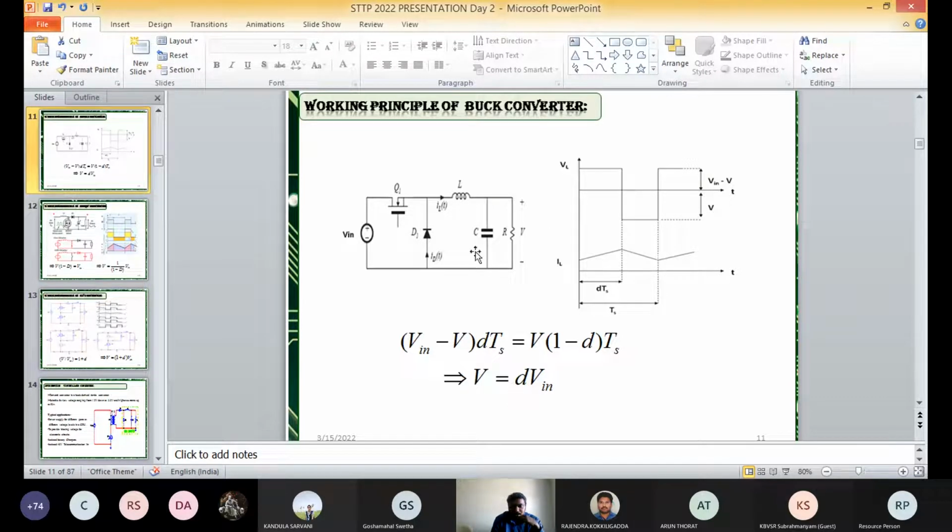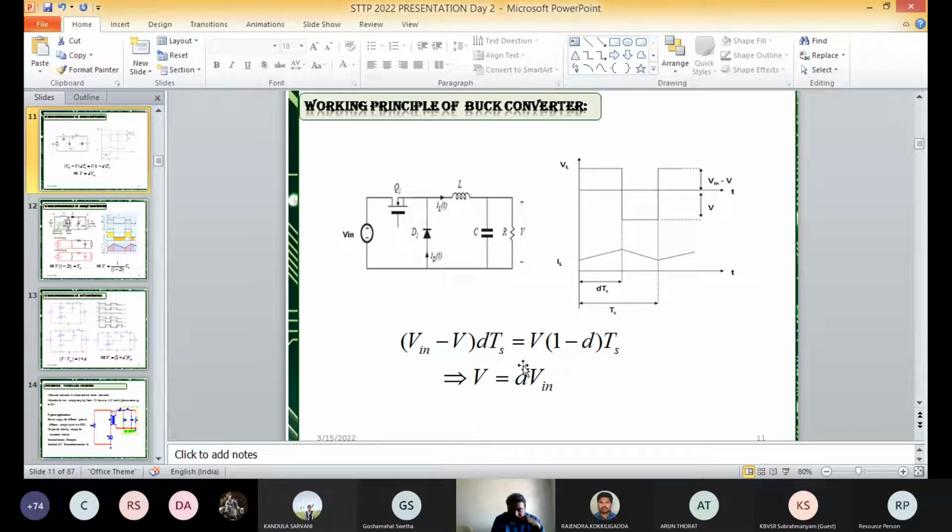So to derive the relation between the input voltage and output voltage, here I am taking the volt balance equation. For the on cycle, Vin minus V, the on period is D times Ts. That's why (Vin minus V) into D times Ts equals the off period voltage V, that is, 1 minus D times Ts. That's why V into (1 minus D) times Ts. Finally, we are deriving the relation V naught equals D times Vin, where D is the duty cycle.